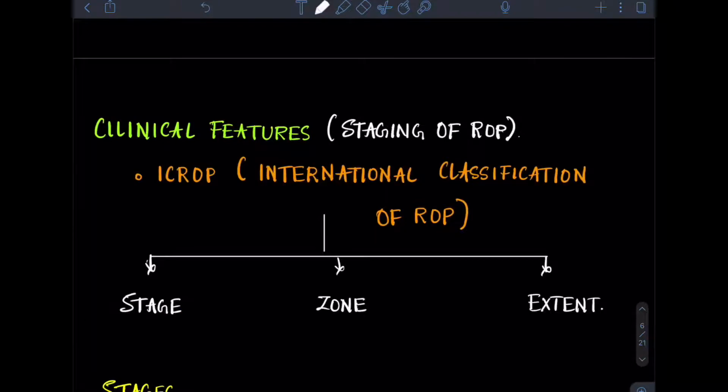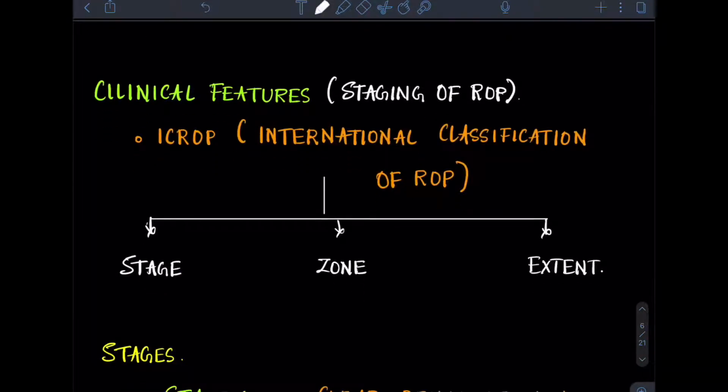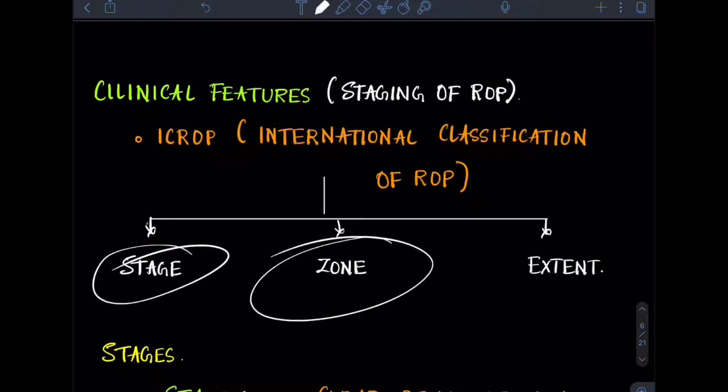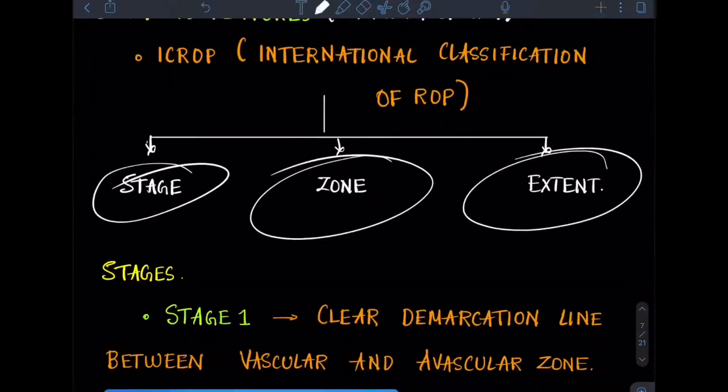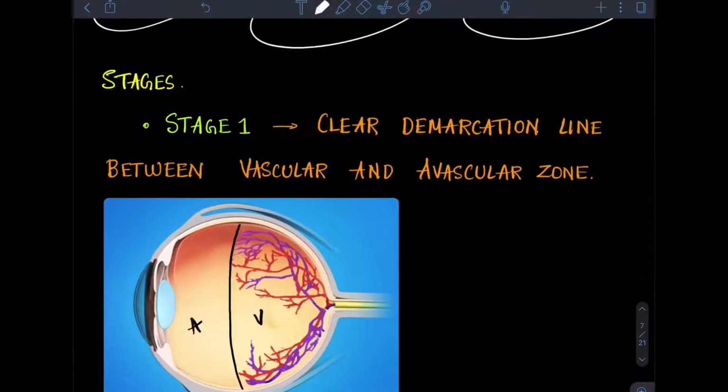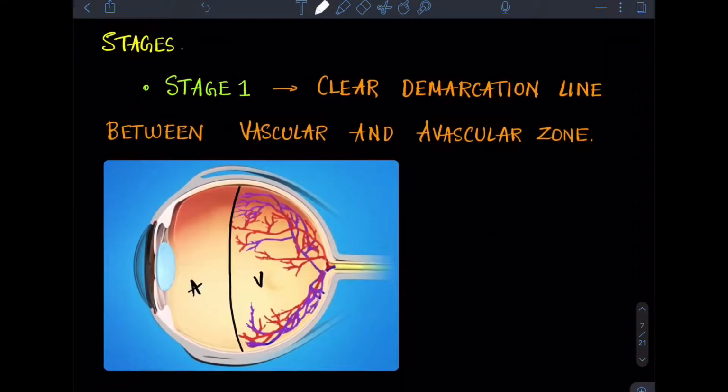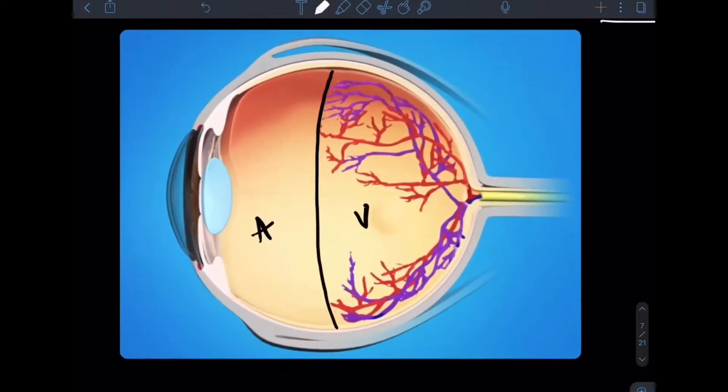Okay. Now coming to the clinical features of the ROP. Under clinical features, we will see the stages, the zone involved, and the extent of the disease involved. Now coming to the stages, given by ICROP, that is International Classification of ROP. In stages, we have 5 stages, that is 1 to 5. The first stage being, there is clear demarcation line between the vascular and the avascular retina. We will see a diagram here.